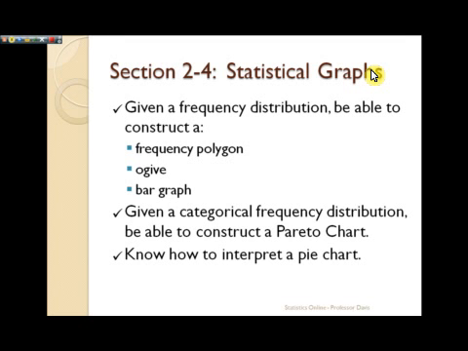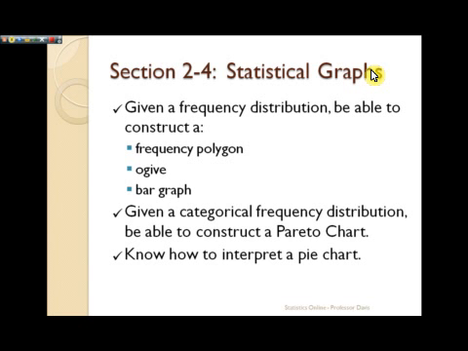So the kind of graphs we want to be able to do are first a frequency polygon. A frequency polygon is used for a grouped frequency distribution like we would have for a histogram. Only on the horizontal axis we use the class midpoints instead of the class boundaries.